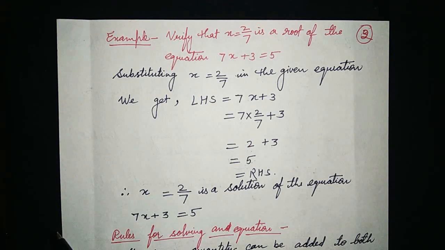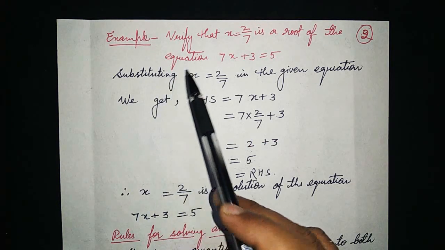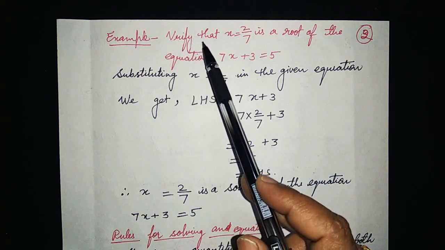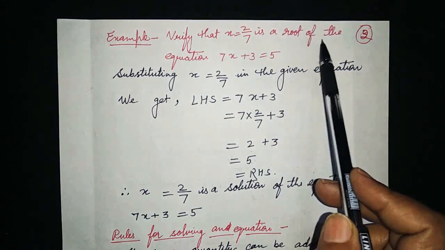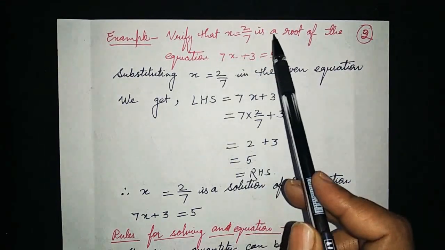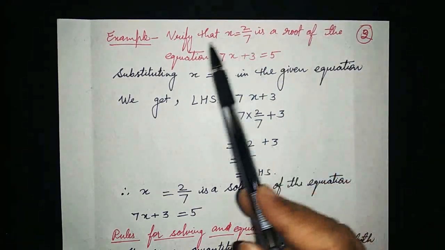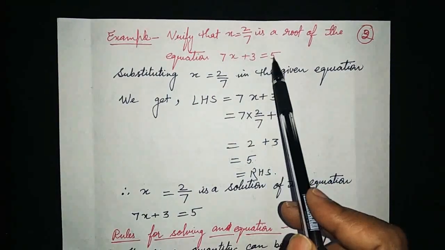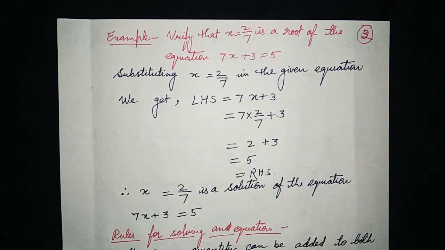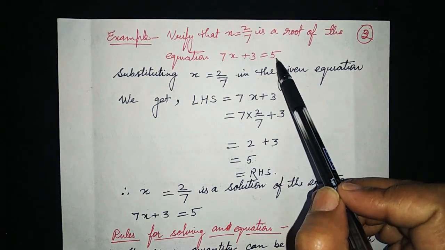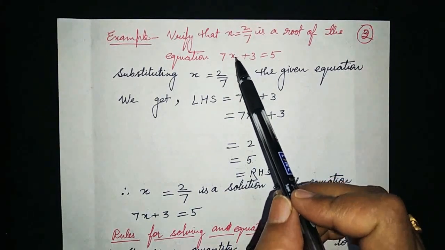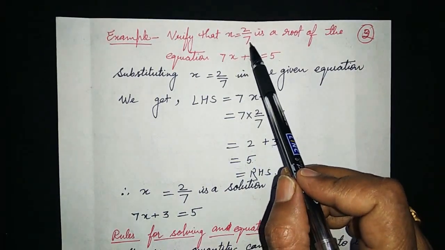Now I will show you this through an example. Here you have to verify that x is equal to 2 upon 7 is a root of the equation, or you can say a solution of the equation 7x plus 3 is equal to 5. To verify this, we will put the value of x in the given equation. In place of x, we will substitute the value of x.